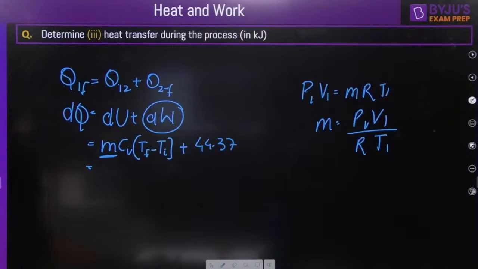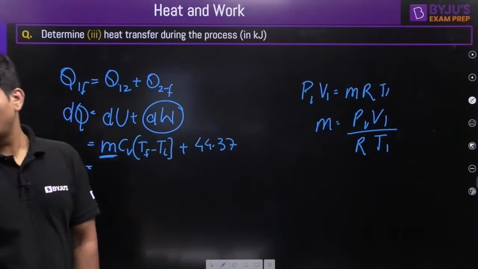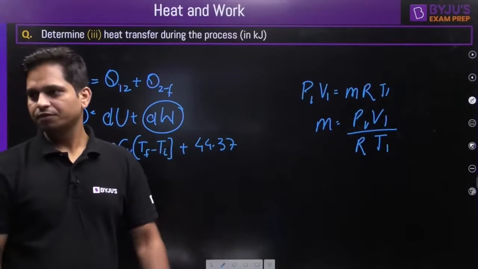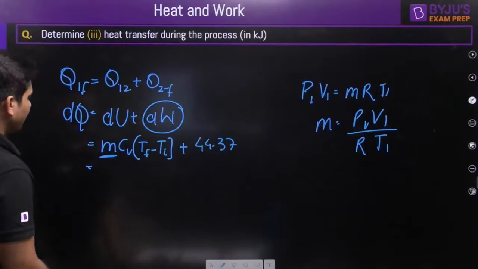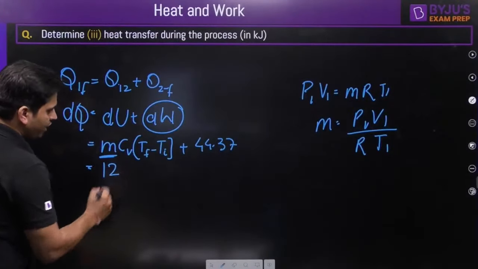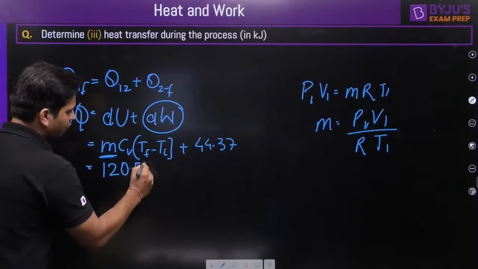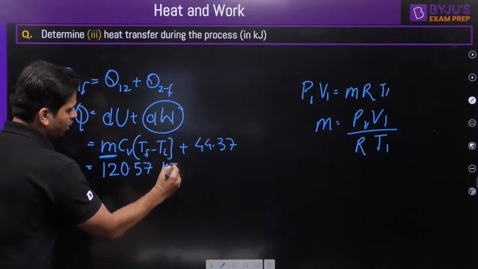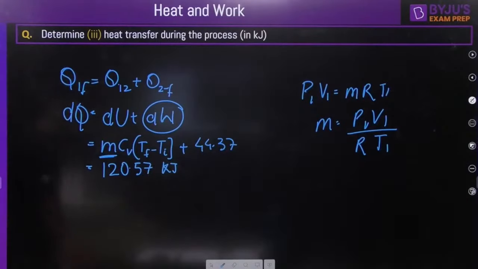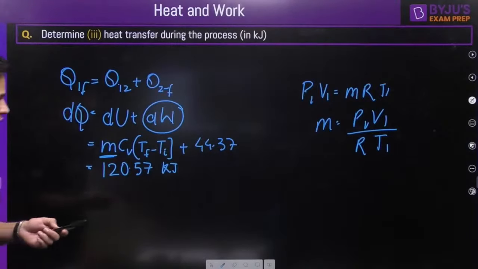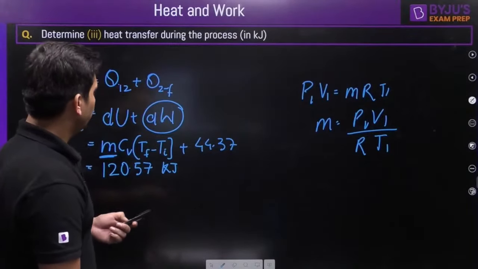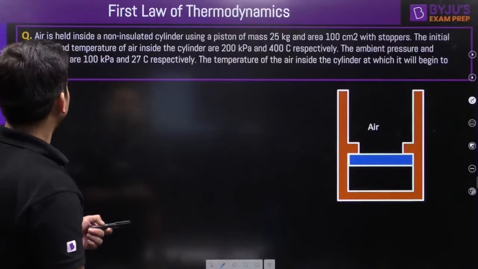Yes, it's 120.56. Is anyone else solving this? Yeah, it is absolutely correct. 120.57 kilojoule. Okay. Now very quickly let's move on to this question.